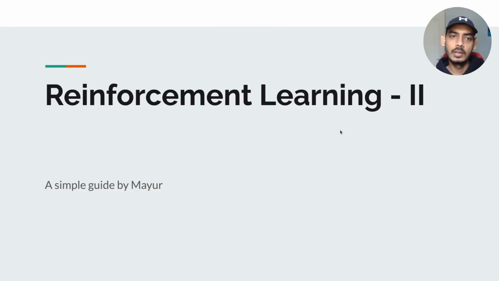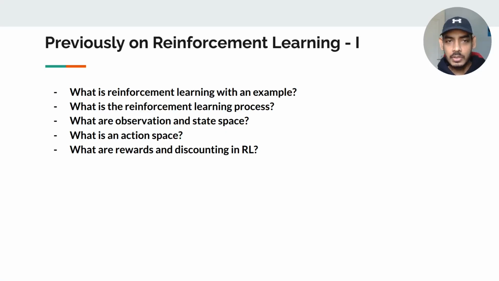In this video, we'll continue our discussion on reinforcement learning. In the first part of reinforcement learning, we discussed what reinforcement learning is, with an example of a kid playing a video game. And then we discussed the reinforcement learning process, which is state, action, rewards, and then new state. So that's the whole process of RL.